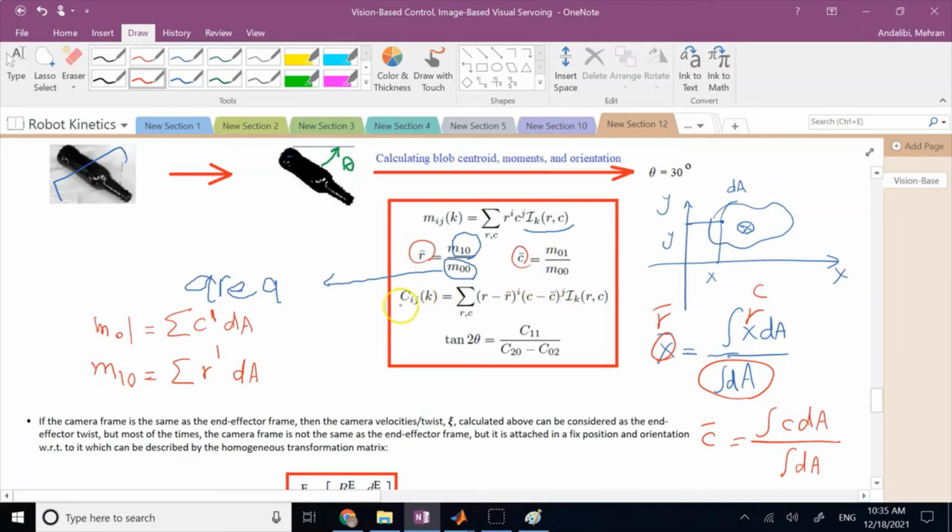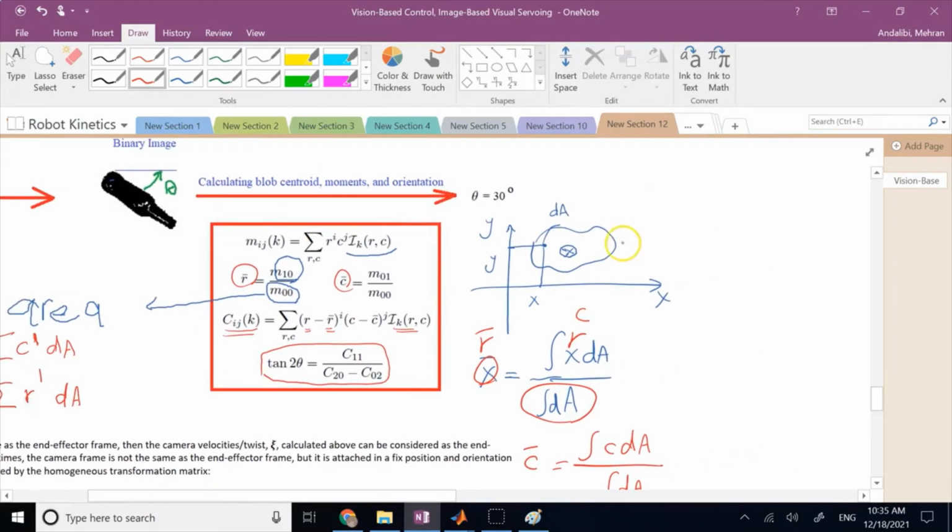Then we find the central moment, Cij, where the location of each pixel is subtracted from the centroid, then raised to the power i and j, multiplied by intensity. And this is, again, basically one of the things we had in statics. If you remember, in statics, if I wanted to find the principal axis, or the angle of the principal axis, basically, right?